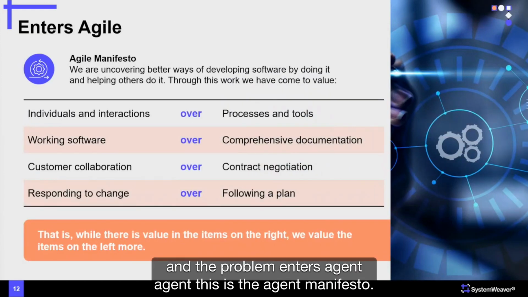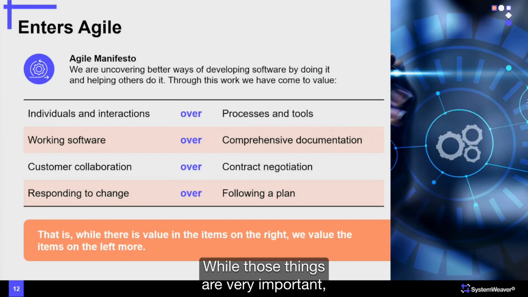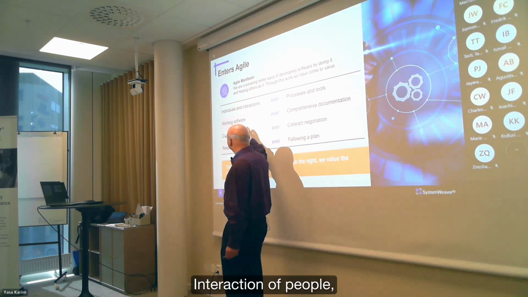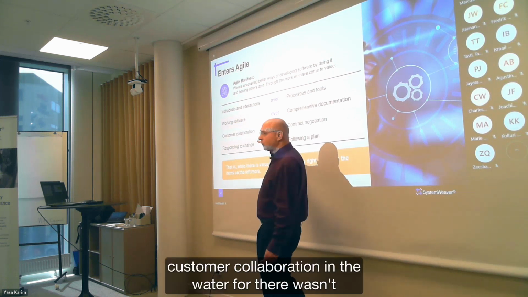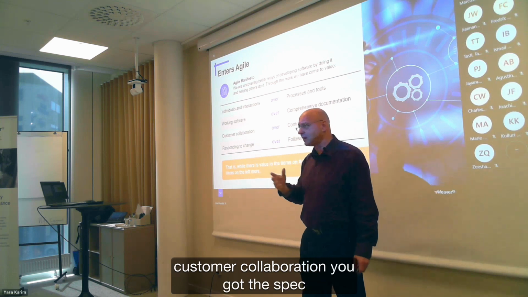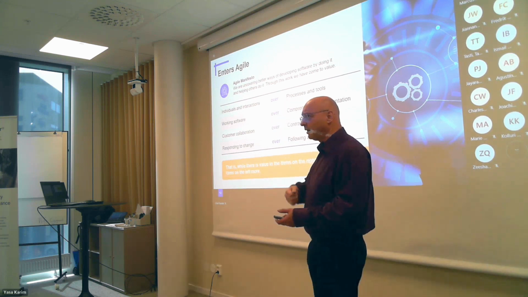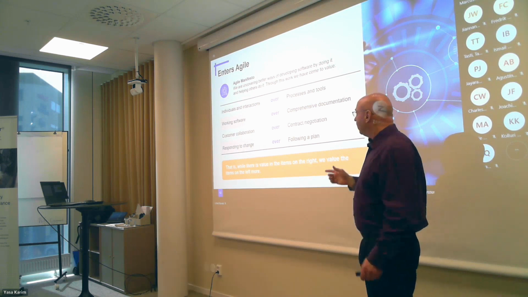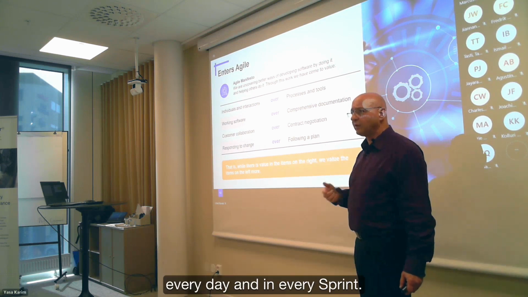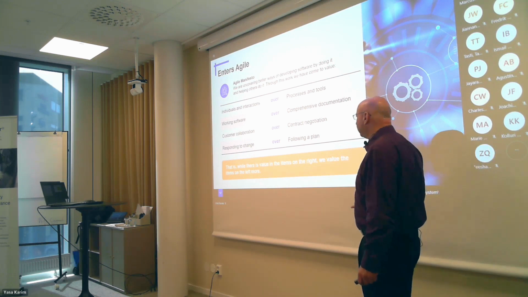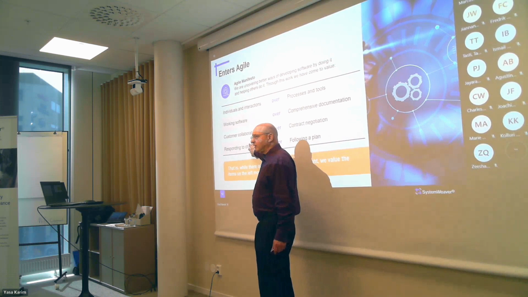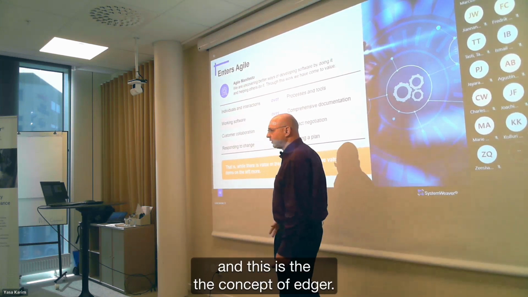Agile, this is the Agile manifesto. While those things are very important, the value is actually here: interaction of people, customer collaboration. In the waterfall, there wasn't customer collaboration. You got the spec, and 2 years later, this is the next time you see the customer. In Agile, you see the customer involved every day and in every sprint. So this is important, but this is more important. And this is the concept of Agile.